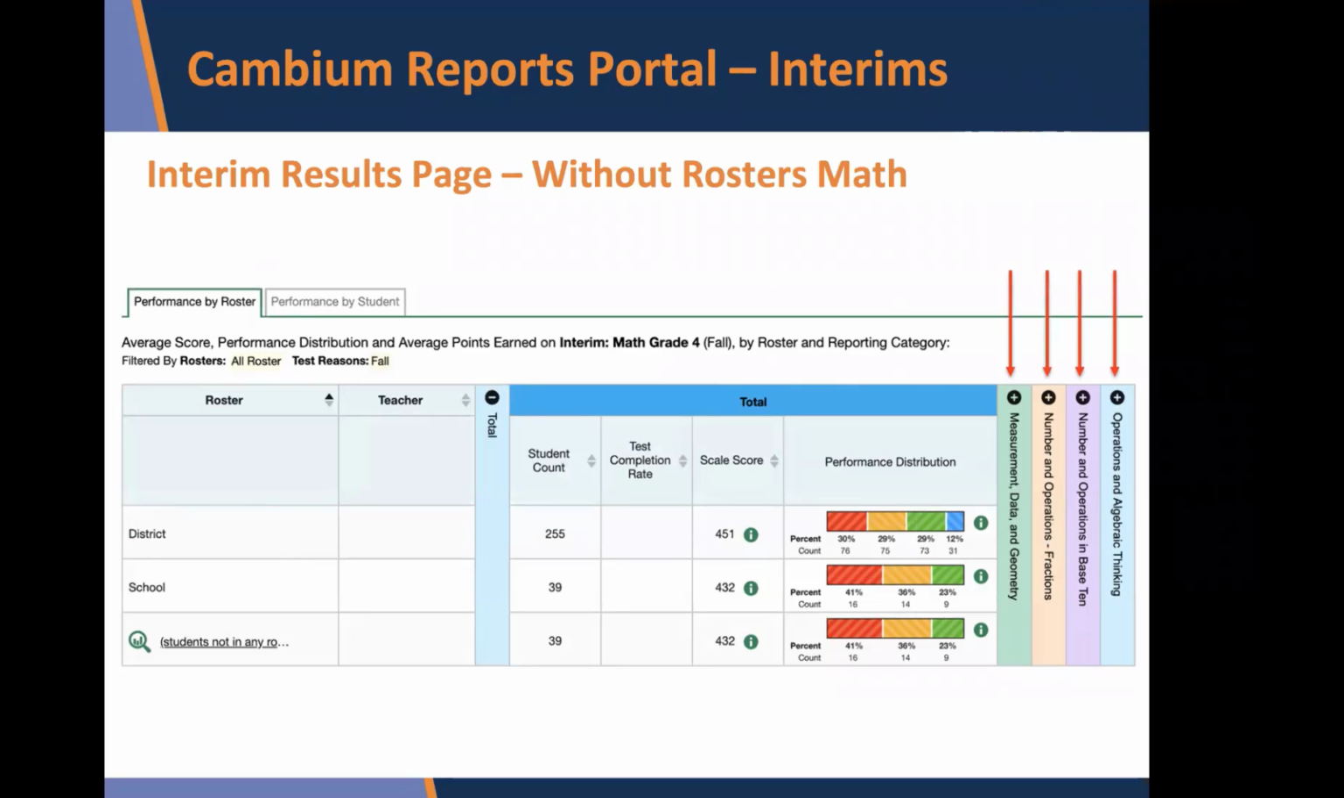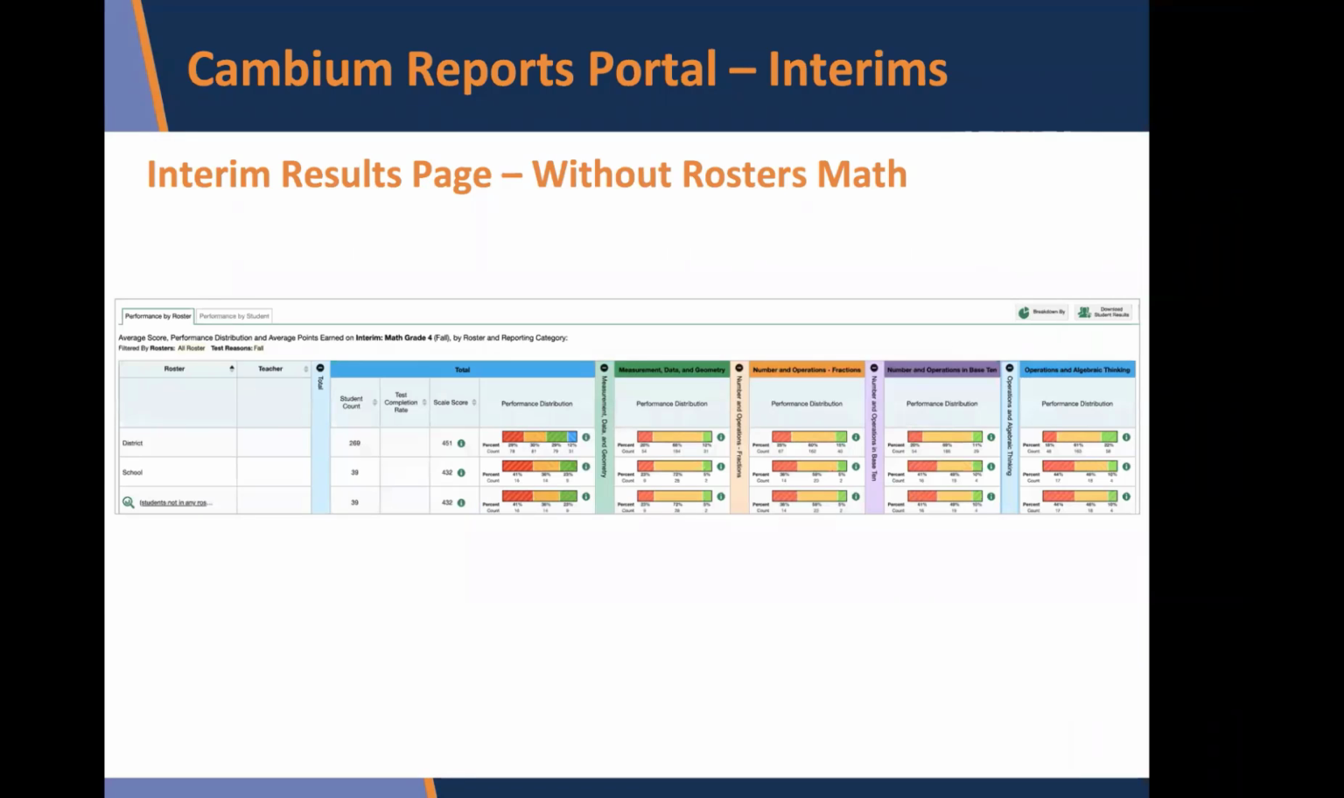I can also open up each one of these little plus signs, and it will show me what each domain test score was. So here's the example of that. So I've opened each one of them up. Here's my overall test score. And then for each domain or domains, in this case, measurement, data, and geometry are all together. So you do want to make sure that you're taking a peek at that. Sometimes there's more than one domain that's in a reporting section. But now you can see that each one of those is what each sort of section looks like, right?